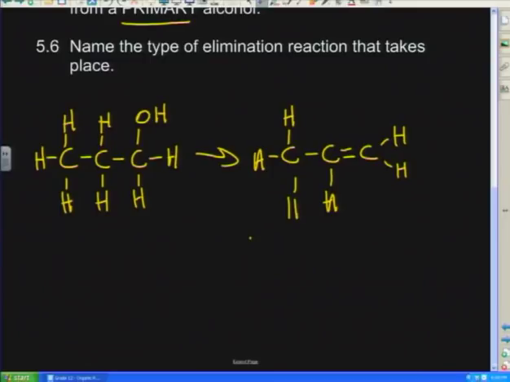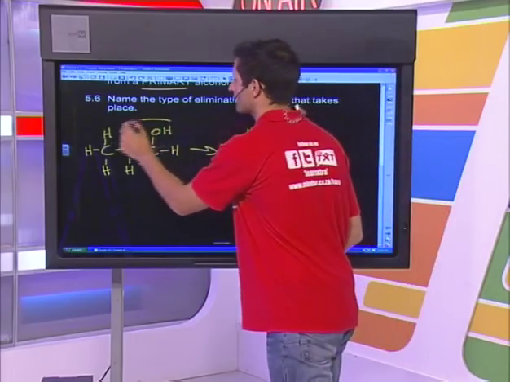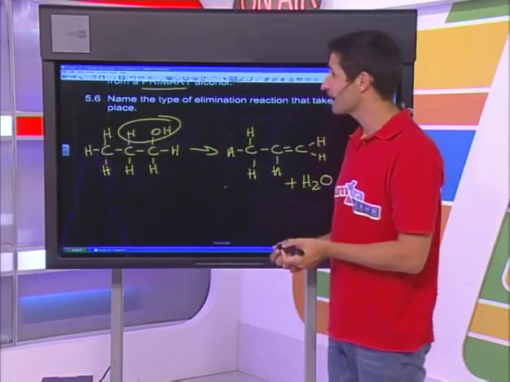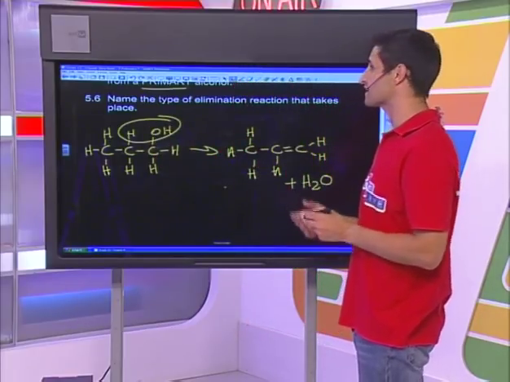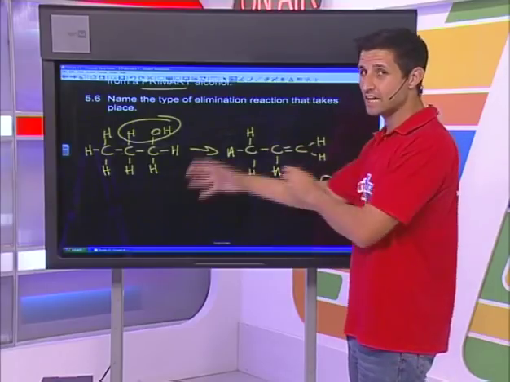Okay, so we've really, really rushed through that, but I'm hoping that people have managed to squeeze that into their brains, that this is an elimination reaction. We made the water which came off, and there it is. That was my primary alcohol. And to name the type of elimination reaction that takes place when we remove water: dehydration.